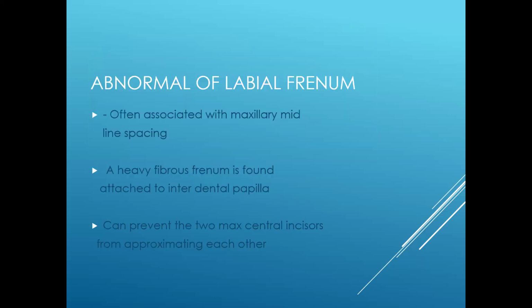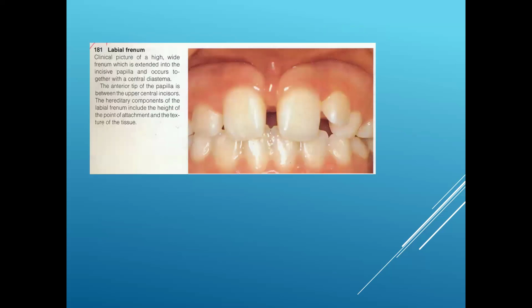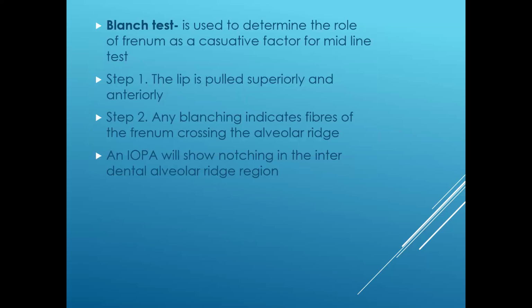And abnormal labial frenum. It's often associated with maxillary midline spacing. A heavy fibrous frenum is found attached to the interdental papilla and can prevent the two maxillary central incisors from approximating each other. This is a thick labial frenum, as we can see. And it is often confirmed by a blanch test. In the blanch test, the upper lip is pulled superiorly and anteriorly, and any blanching indicates the fibers of the frenum crossing the alveolar ridge. Often an IOPA will show a notching in the interdental alveolar region also.